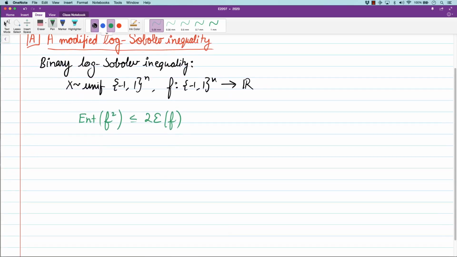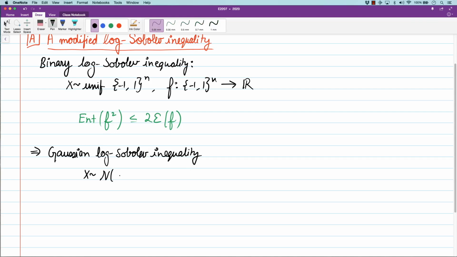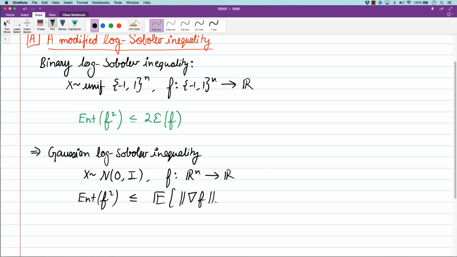Okay, this was the binary log-Sobolev inequality we saw, and this implies, we saw, the Gaussian log-Sobolev inequality, which again looked at x being Gaussian with mean 0 and identity variance, and again f was this function from R^n into R. So this inequality said that the entropy of f squared is less than or equal to the expected value of the gradient of f squared, times that.